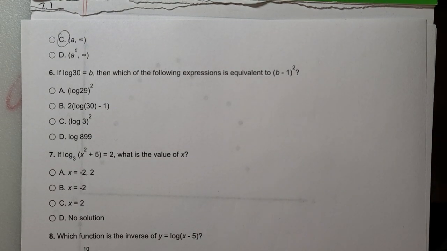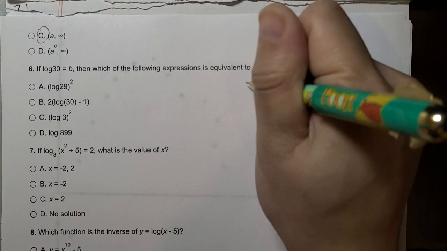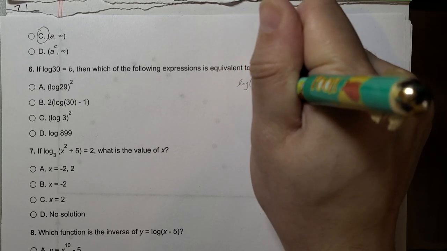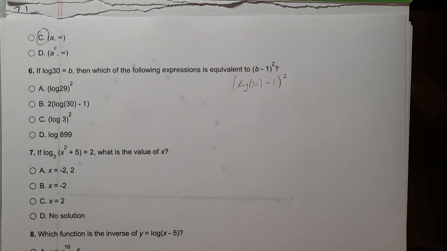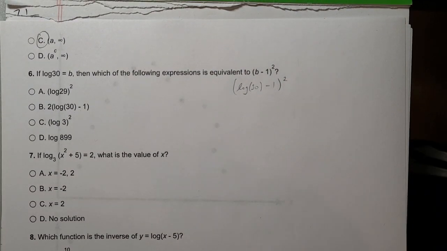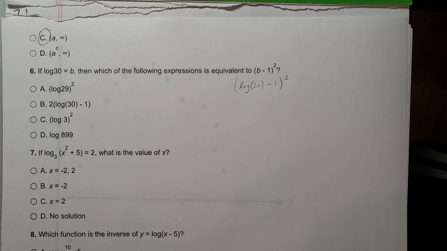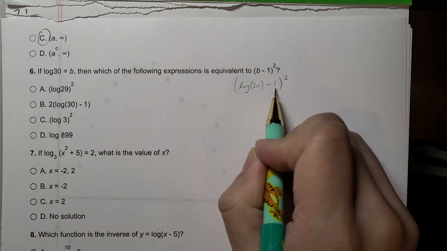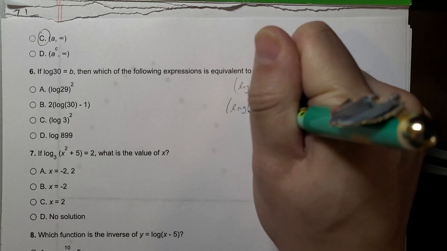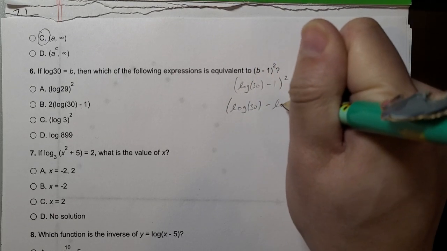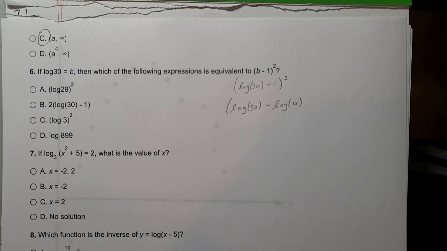If log of 30 is b, which of the following expressions is equivalent to (b minus 1) squared? So we probably just want to plug in b as log of 30. Now what do we do? We probably need to change something of this 1. So maybe let's write that as a log. Because I know that log of 10 is equal to 1.